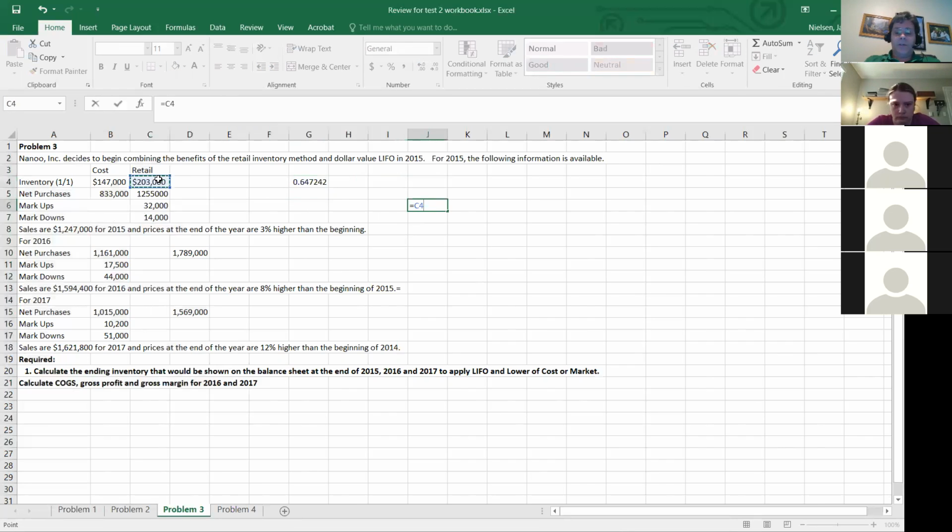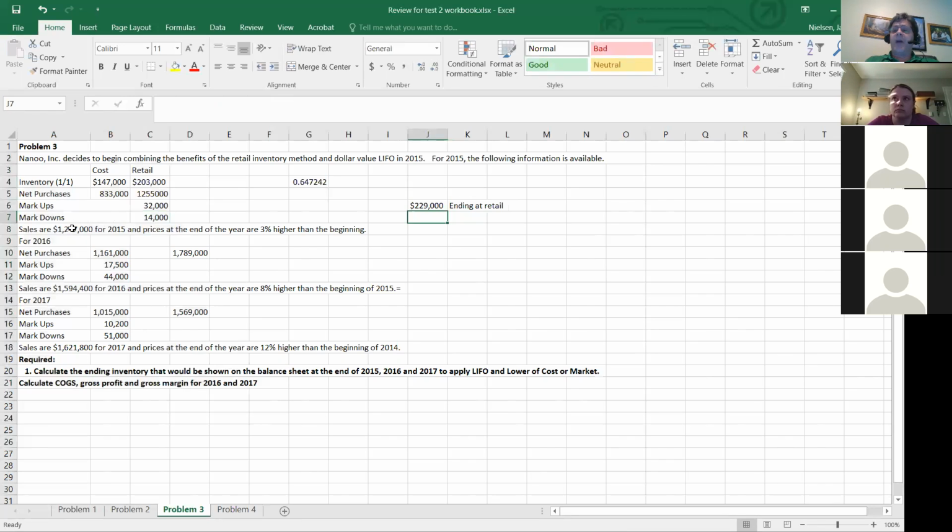We start with this. We add in our purchases. We add the markups. We subtract the markdowns. And then we subtract from that sales: 1,247,123. That was given right here, right? And our ending at retail is right there, 229,000.